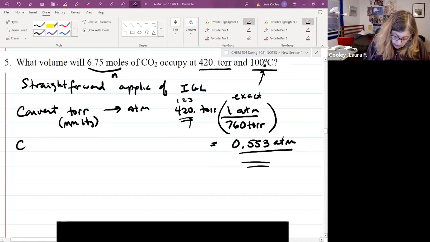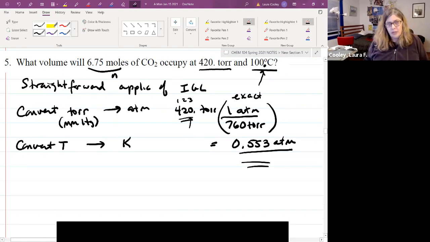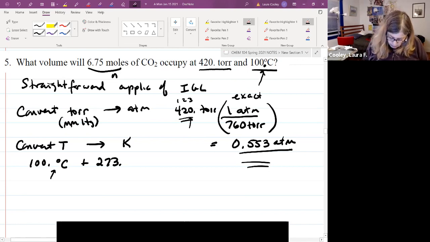And we also have to convert the temperature into Kelvin. We always have to do that with every gas problem. But this is nice because it's pretty easy. We're going to add 273. We're not going to worry about the 0.15 because there's no decimal places there. So we get 373 Kelvin.